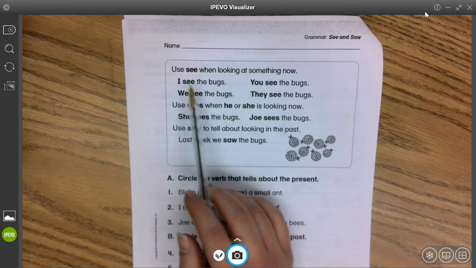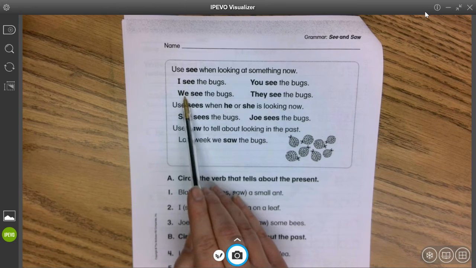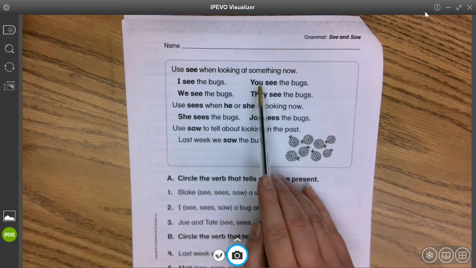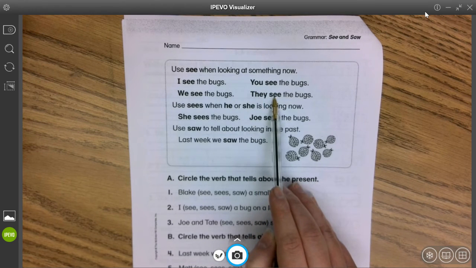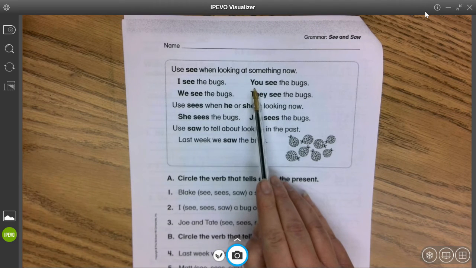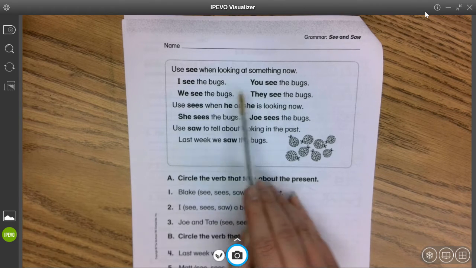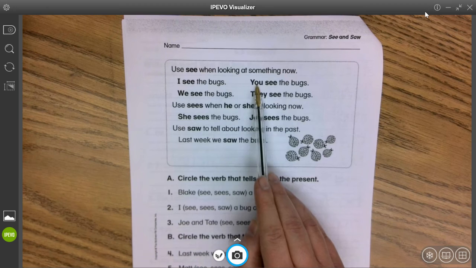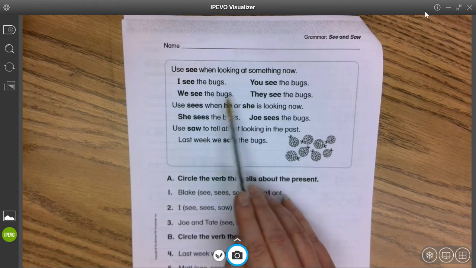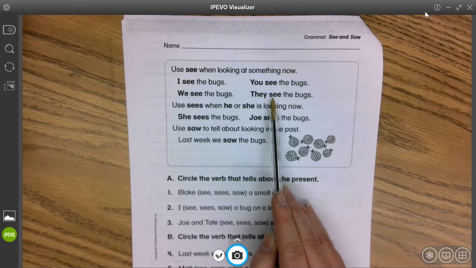Now I want you to notice that I see and we see are both about yourself. I is just you. We is yourself with a group. You see, they see. That is talking about other people. You can be a group, and they can also be a group, okay? So we, they, and you all include groups, and then I is yourself, and they all use see.